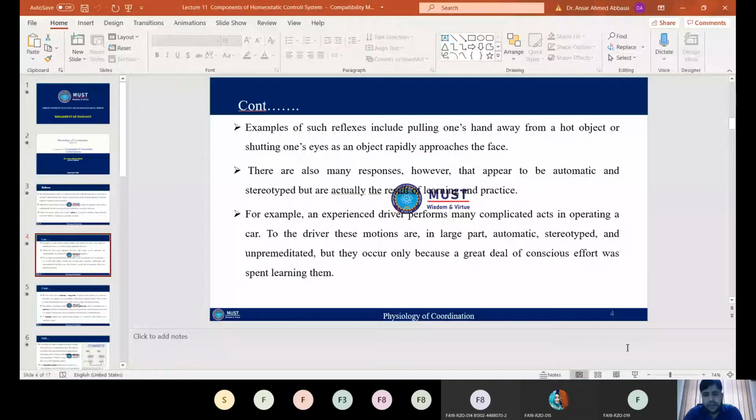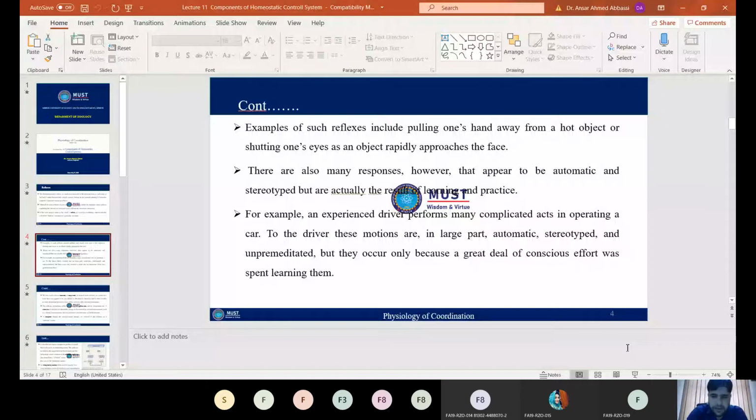Sometimes although reflexes appear to be automatic, they are basically shown by the body as a result of learning and practice. For example, when you look at an experienced driver, he or she performs many complicated acts while driving a car. Although these complicated responses are automatic, stereotyped and unpremeditated, the driver became a master as a result of continuous, conscious effort, and as a result of learning he now automatically shows those acts or responses.